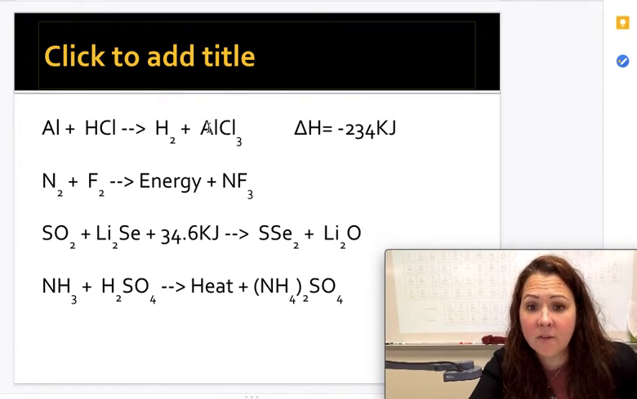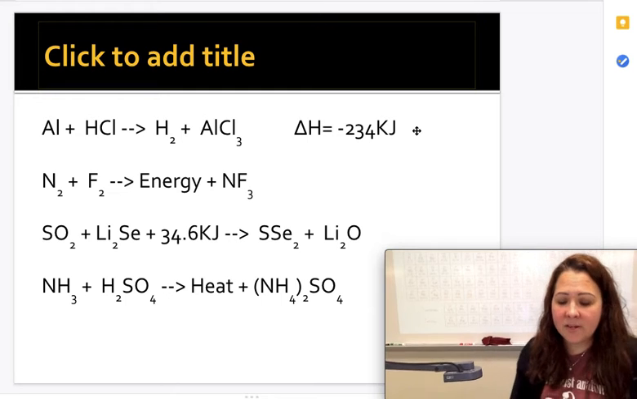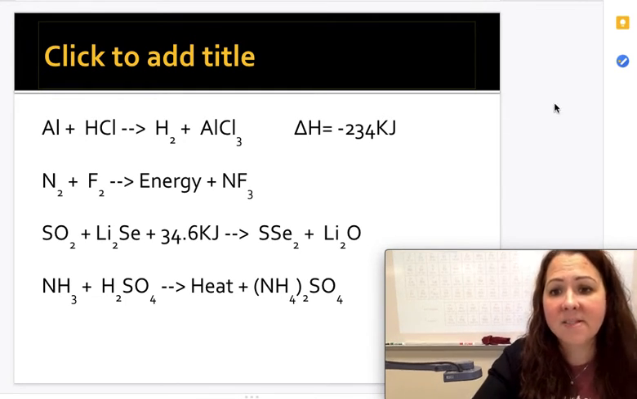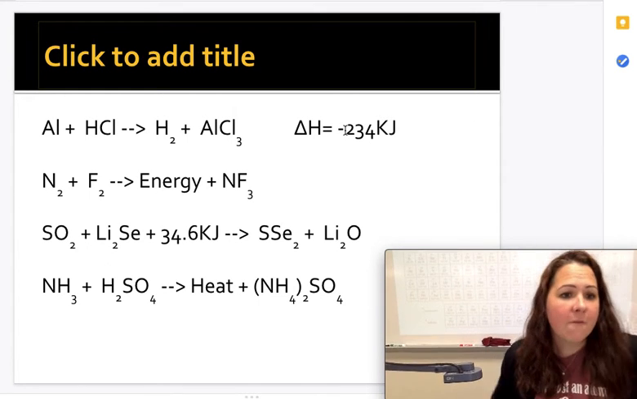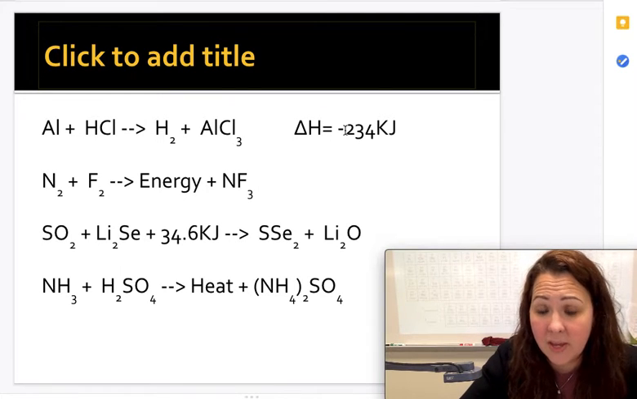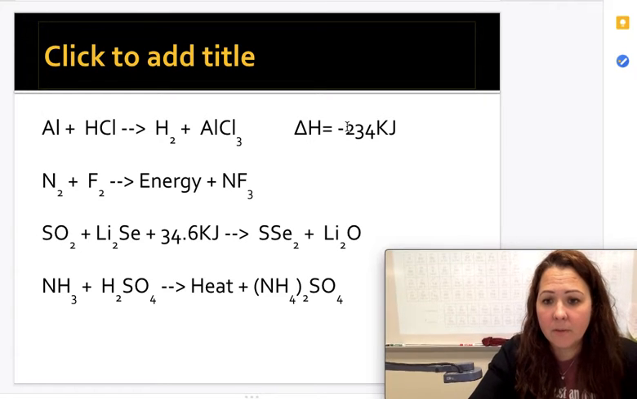So if we only look at the first line up here, it says aluminum hydrochloric acid, we are making hydrogen gas and aluminum chloride. My delta H value is negative 234 kilojoules. In this case, it gives me my delta H value overall for this reaction. With this delta H value, that is the amount of heat that is lost or gained in the reaction overall, this has a negative value. If we have a negative value there for delta H, that means that it is exothermic. Heat is exiting away. So I would label this first one as exothermic.